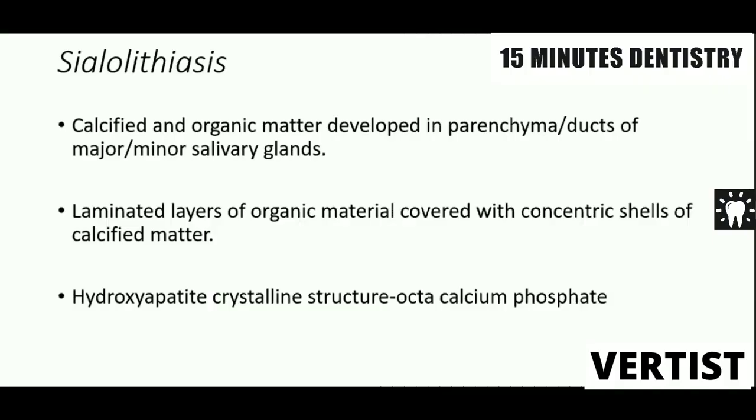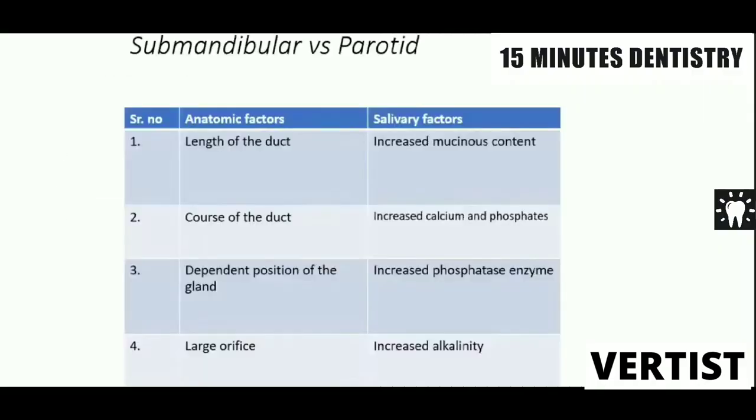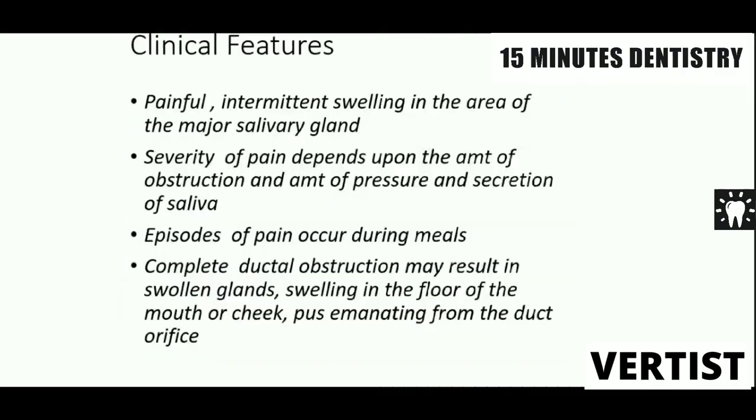consisting of octacalcium phosphate. Now, the predisposing factors are inflammation, local irritants or drugs, which reduce the flow of saliva, resulting in stasis in the flow of saliva, forming an organic nidus, which later calcifies. You all know that submandibular sialoliths are more common than parotid. Why? Because of the tortuous course of the duct, and because of increased mucinous content and calcium and phosphate in the submandibular salivary secretion.